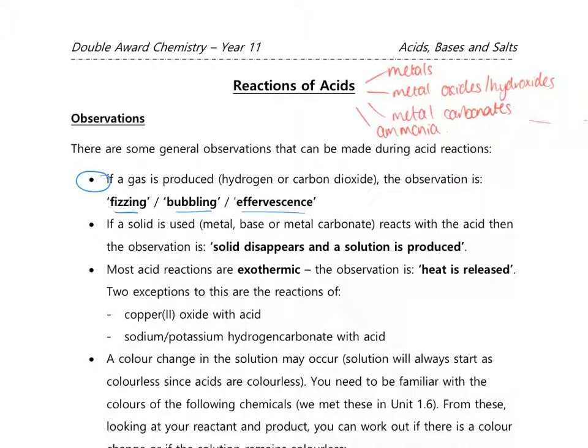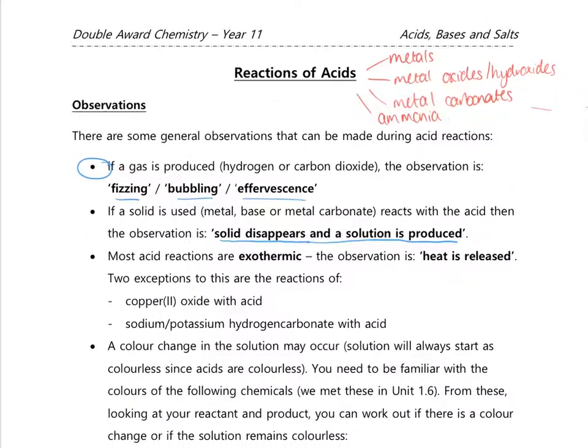If there's a solid used in your reaction and it reacts with the acid, what will happen is the solid will disappear and it will form a solution. Now that solution may be coloured, and we'll come back to that in the 4th bullet point.